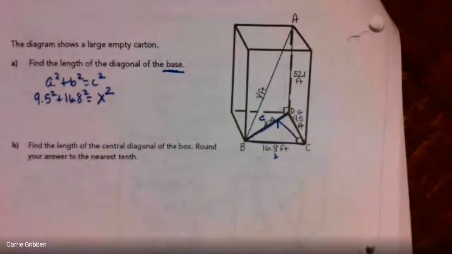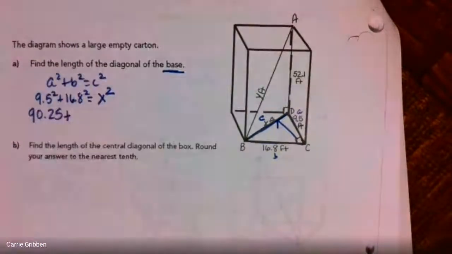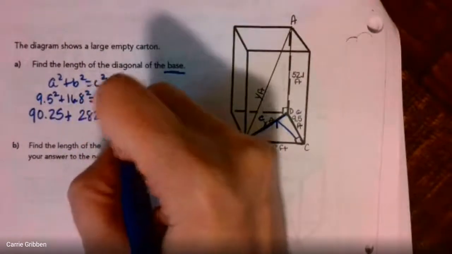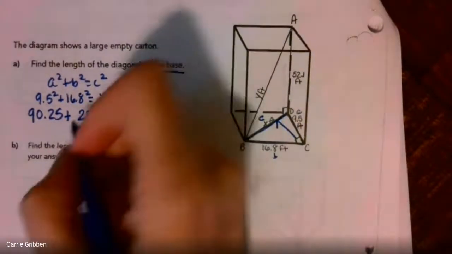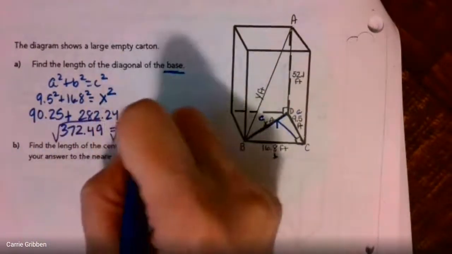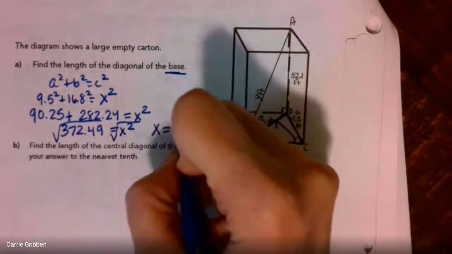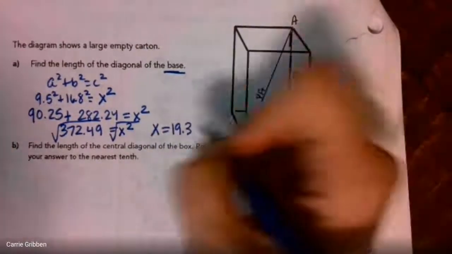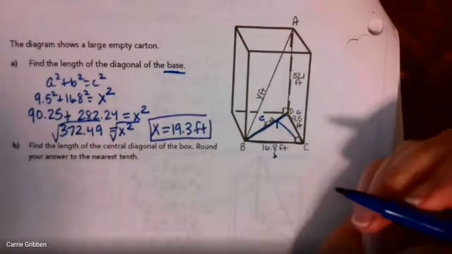So I need my calculator for this for sure. 9.5 squared turns out to be 90.25. 16.8 squared turns out to be 282.24. So if I add those two together, I get 372.49 equals x squared, and I'm going to have to take the square root of that. The square root of 372.49, x would equal 19.3. That's how many feet the bottom diagonal is. This is a pretty big carton. So to go from there.